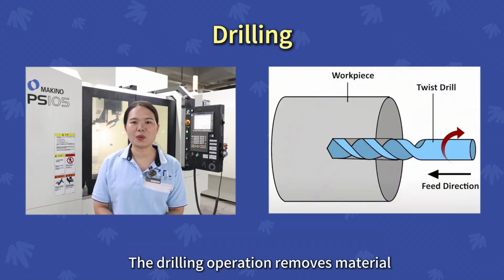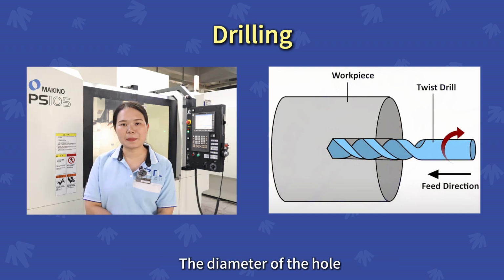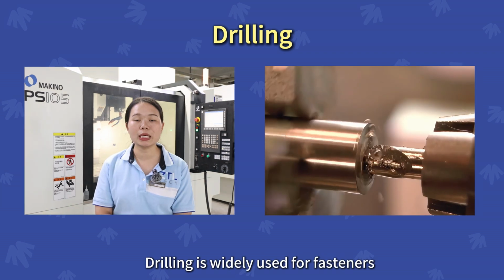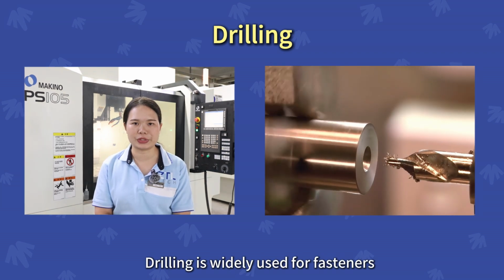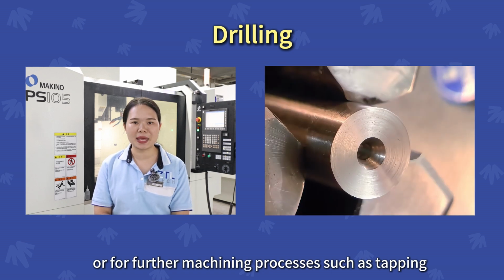Boring. The boring operation removes material from the inside of the parts to form a hole. The diameter of the hole matches the size of the drill. Boring is also used for fasteners or for further processes, such as cutting.